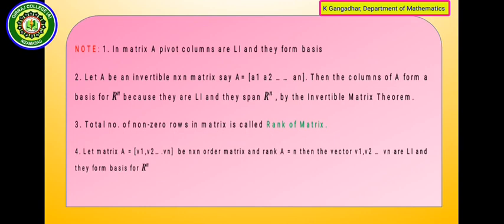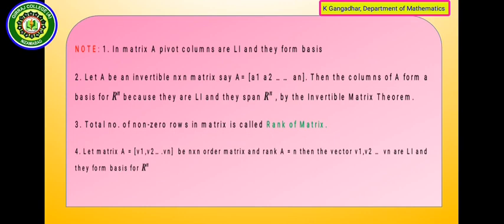In an invertible matrix, the pivot columns form a basis of the vector space. So let A be an invertible n by n matrix, say A equal to A1, A2, so on An. Then the columns of A form a basis for R to the power n because they are linearly independent and they span R to the power n by the invertible matrix theorem.